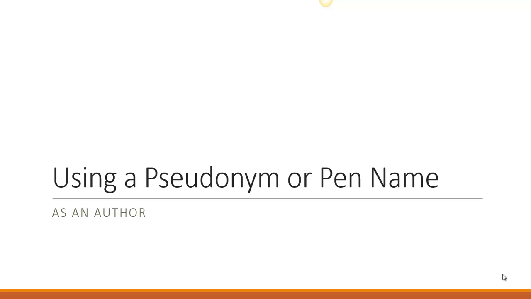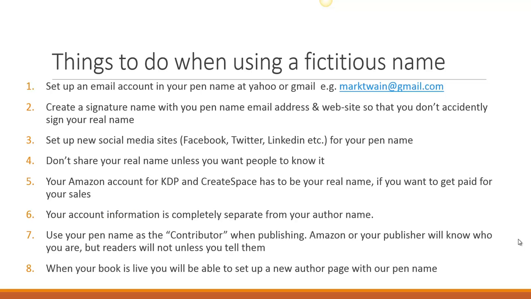But what I want to do is talk to you today about using a pseudonym, a pen name, or a fictitious name as an author. A lot of people have done that. The most famous that I remember would be Mark Twain. Mark Twain was not his real name. His real name was Samuel Clemens, I believe. So you can use a pseudonym, a fictitious name, or a pen name if you want as an author. And I want to go through that with you.